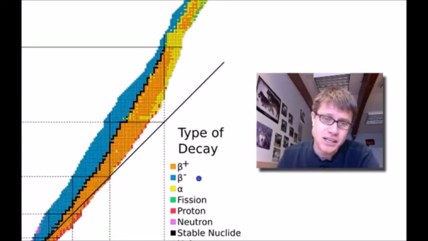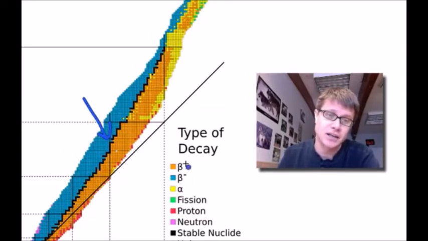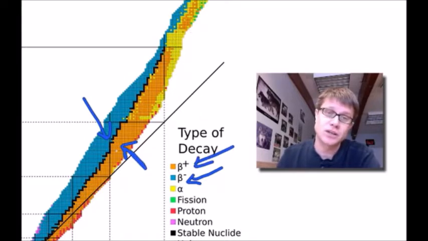This chart is neat in that it shows you what kind of decay we have. If you're on this side of this line, you're going to undergo what's called beta minus decay. If you're on this side, you're going to undergo what's called beta plus decay. And then as we get up towards the end, you're going to have a lot of what's called alpha decay.